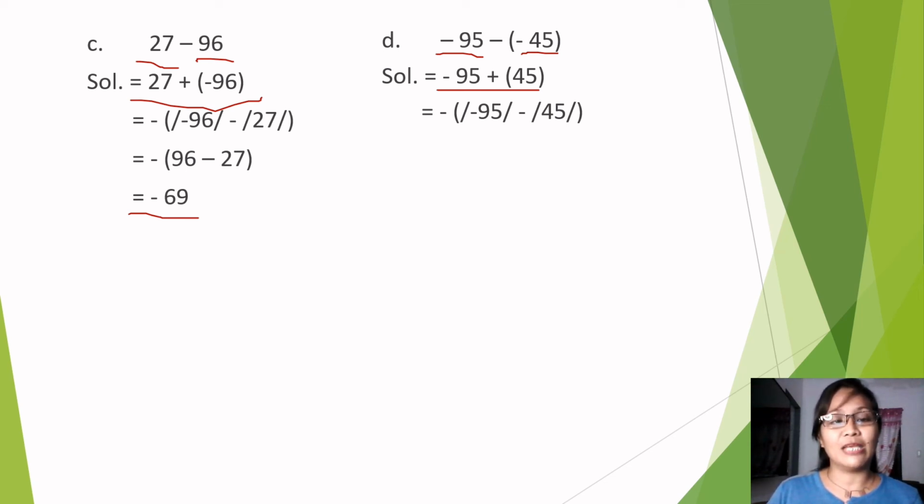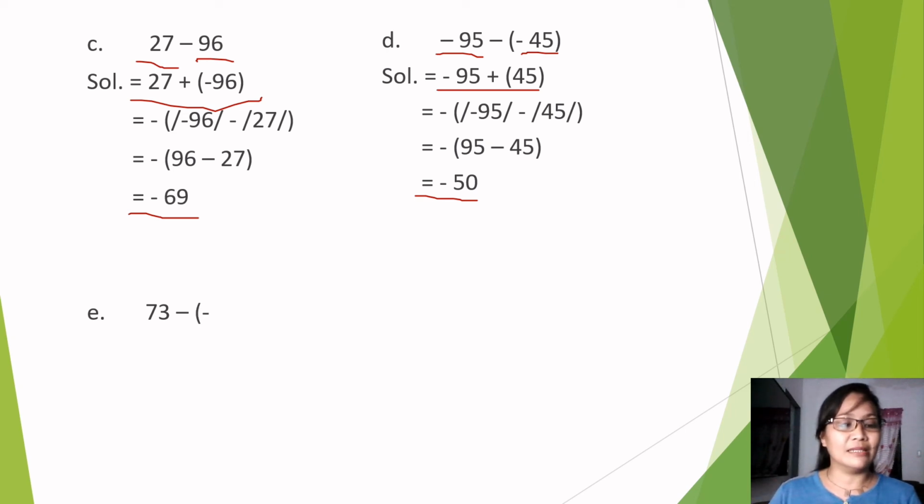Siyempre, kung mag-subtract tayo, mauuna ang big number. So, absolute value ng negative 95 minus absolute value ng positive 45. So, copy negative sign, huwag kalimutan. And then, absolute value ng negative 95 is equal to 95. Minus absolute value ng 45 is 45. Next, copy negative sign. 95 minus 45 is equal to 50. So the final answer is negative 50.